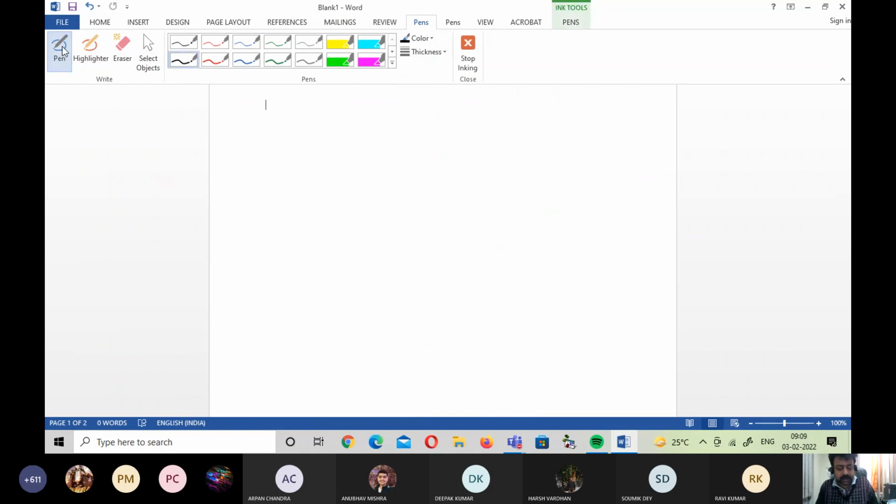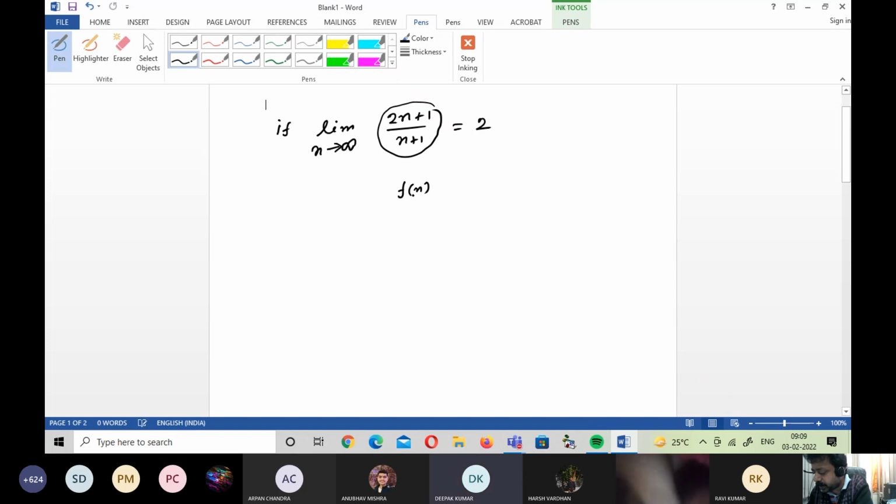Now write the example here. If limit n tends to infinity of (2n plus 1) by (n plus 1) equals 2, then you see, what is this portion? This portion is f of n. Sometimes it is written as xn. And this portion, 2, is L.